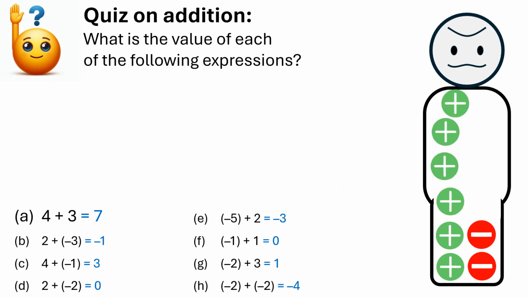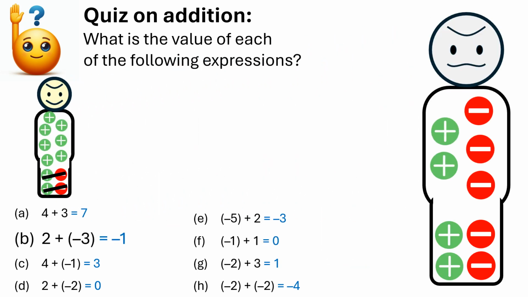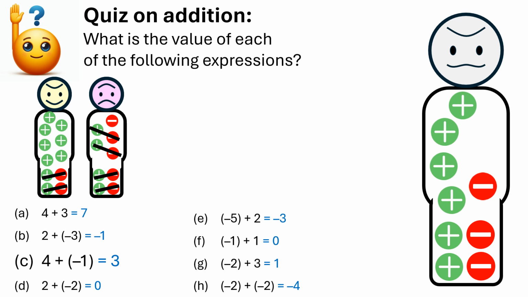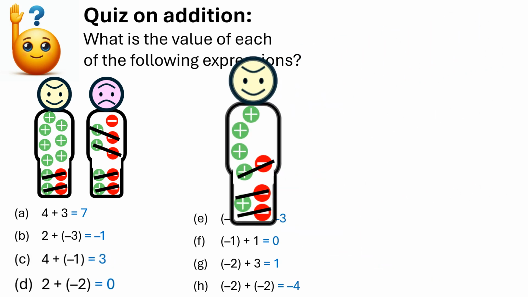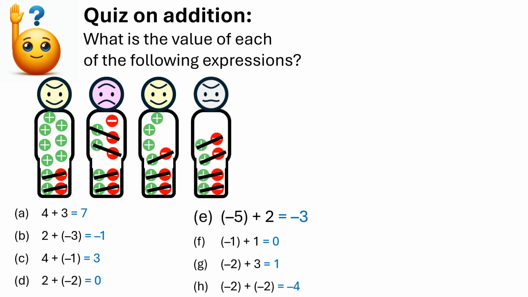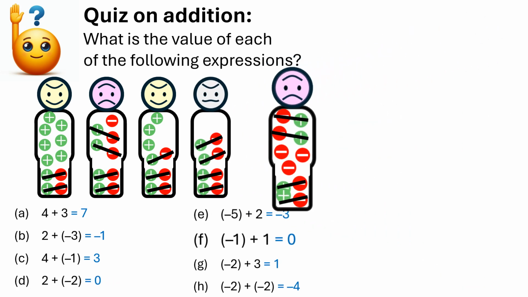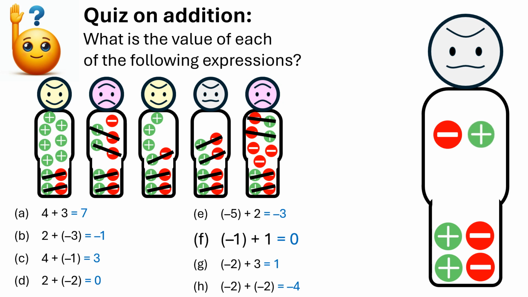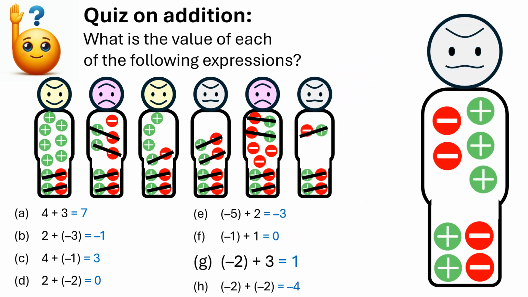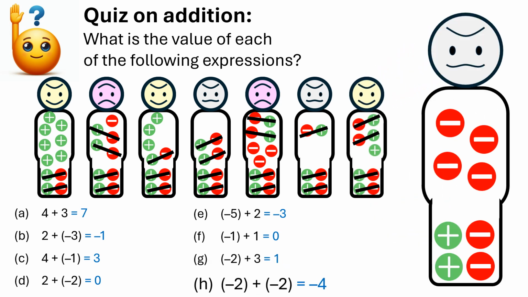A. 4 plus 3 equals 7. B. 2 plus negative 3 equals negative 1. C. 4 plus negative 1 equals 3. D. 2 plus negative 2 equals 0. E. Negative 5 plus 2 equals negative 3. F. Negative 1 plus 1 equals 0. G. Negative 2 plus 3 equals 1. H. Negative 2 plus negative 2 equals negative 4.